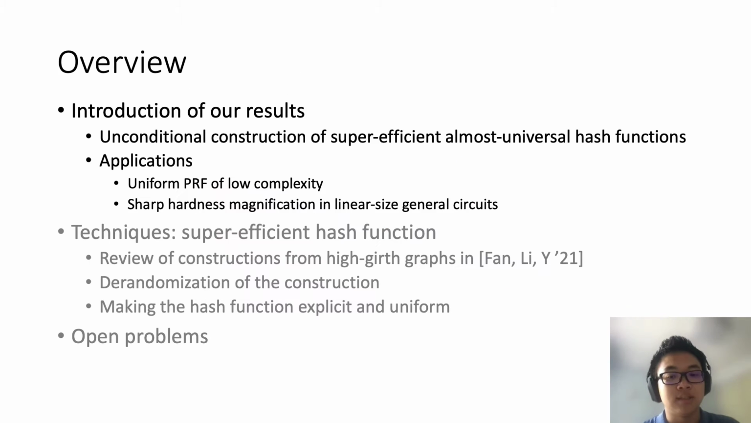So let's get started. I'll first introduce the result, the unconditional construction of super efficient almost universal hash function. Then I'll talk about how they can be applied to PRFs of low complexity and how they give us sharp hardness classification in the linear size general circuit regime. Then I'll briefly introduce our techniques, how we construct a super efficient hash function. And finally, I'll talk about some open problems.